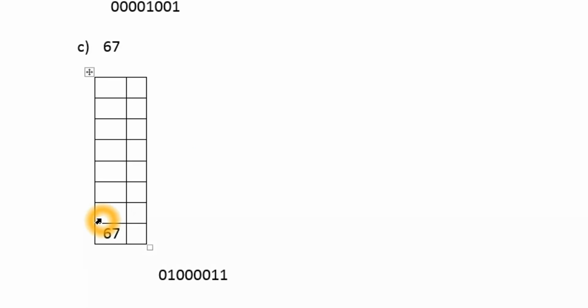67, how many times does 2 go into 67? So we enter here 33, and the remainder of 1. How many times does 2 go into 33? 16 times with the remainder of 1. How many times does 2 go into 16? 8 times with the remainder of 0. How many times does 2 go into 8? 4 times with the remainder of 0.